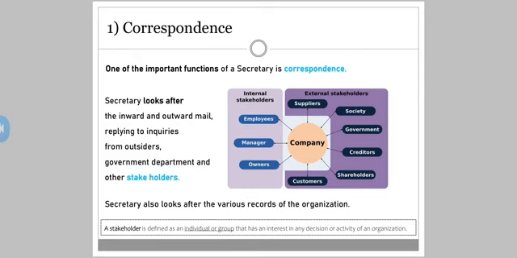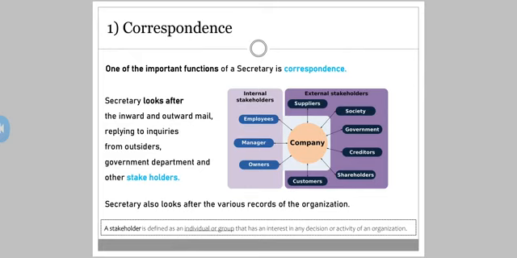The secretary looks after the inward and outward mail, that is, the mail which the company receives and the mail which the company sends. Then replying to inquiries from outsiders: whatever inquiries and doubts the outsiders have, the secretary tries to clear them. Then come government departments and other stakeholders. Now coming to the key word, stakeholders.